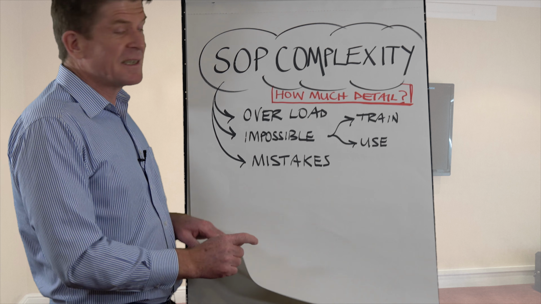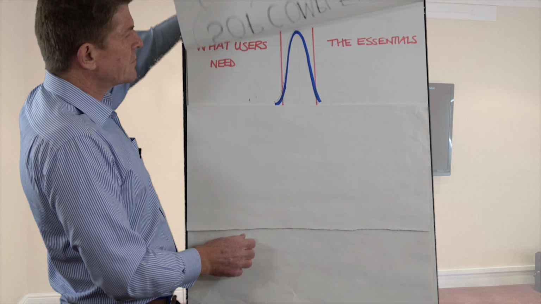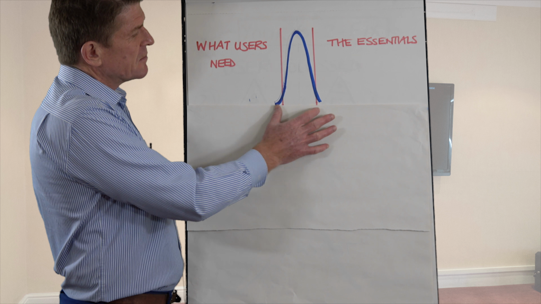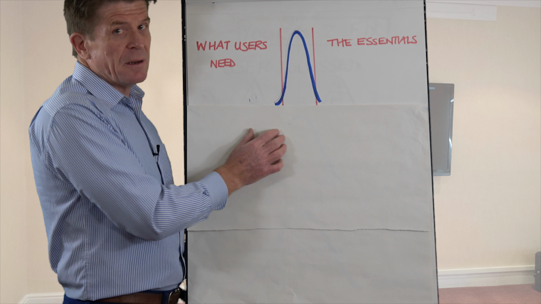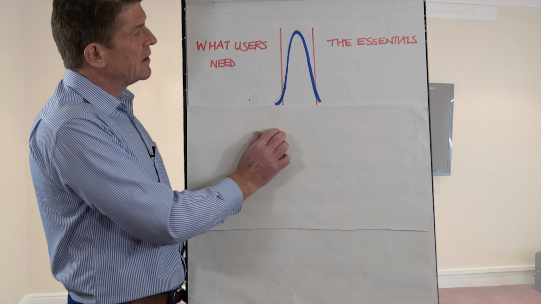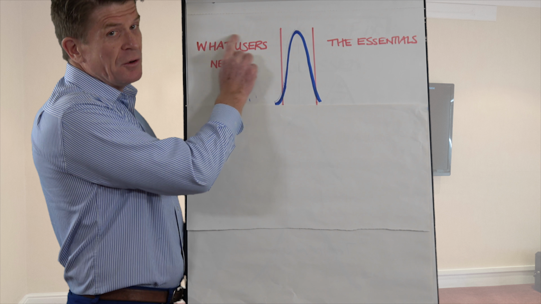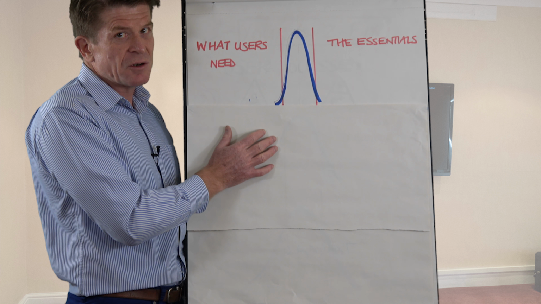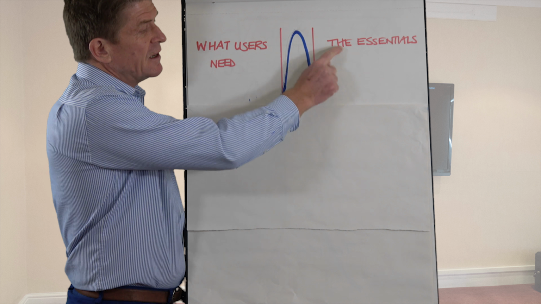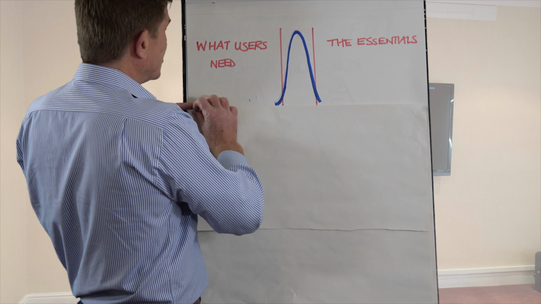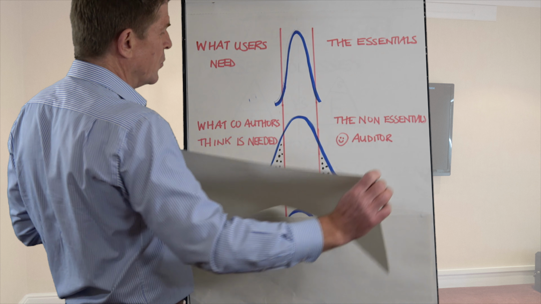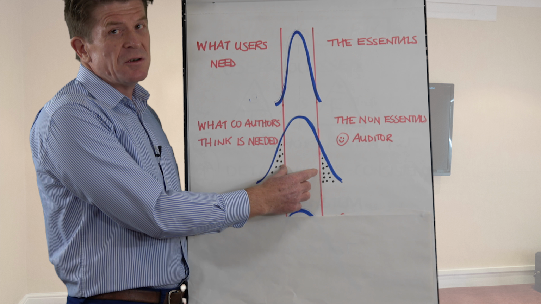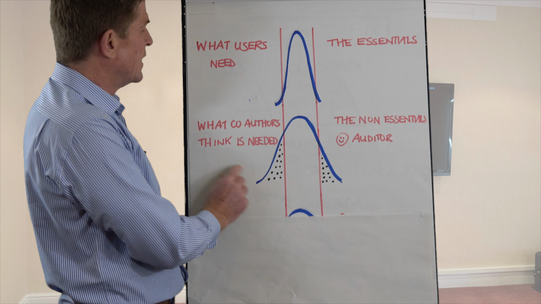So SOP complexity, how much detail do we put in? I told you it's going to be low tech. But importantly, what's really critical when you look at the information contained within an SOP is what the users need. So this represents the amount of detail that users require to do their job. In other words, the essentials. The challenge though is that people start to add information beyond what the users consider to be essential.